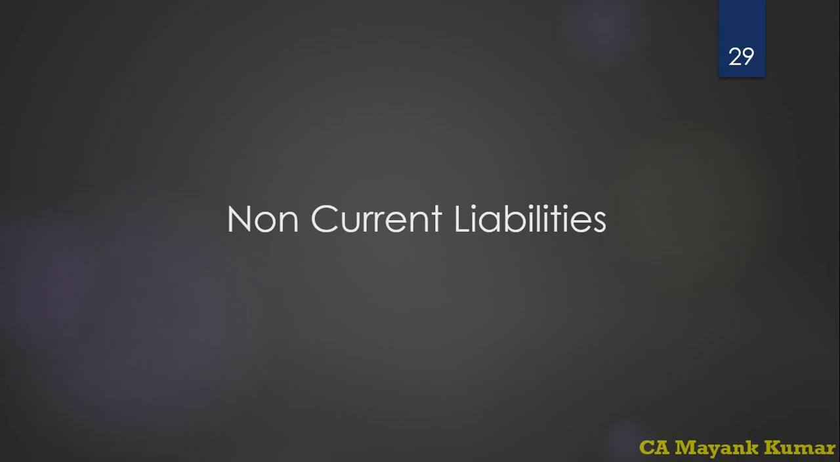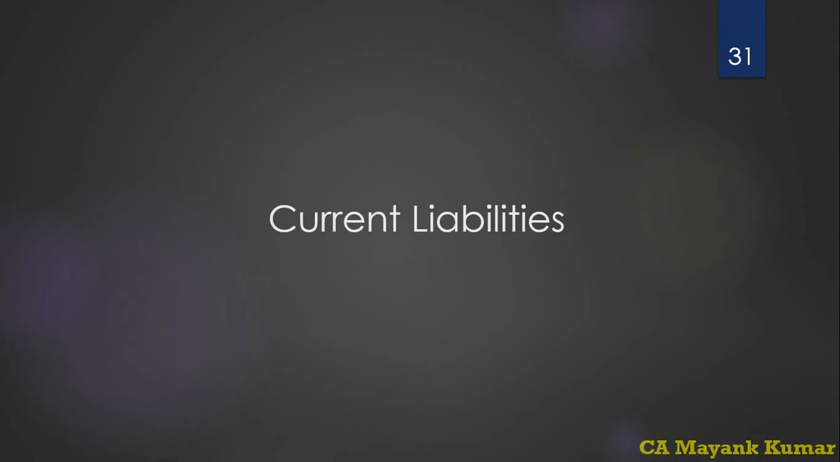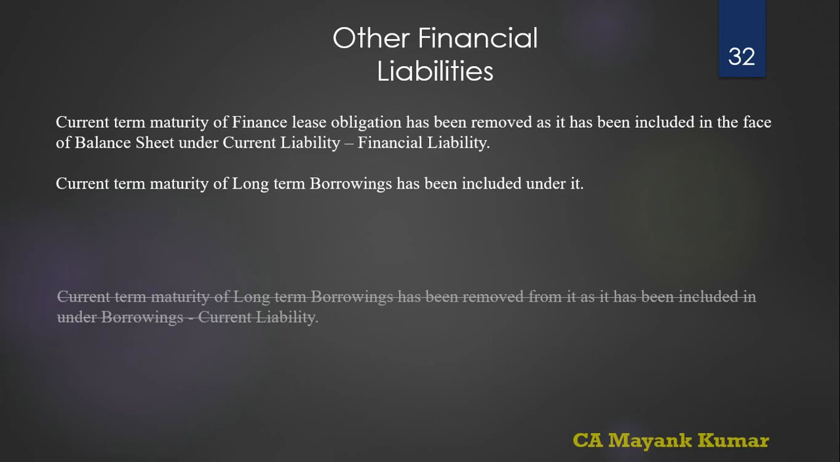Let's come to the non-current liabilities. In case of other financial liabilities, the long-term maturity of financial lease obligations has been removed and it has been transferred to the face of the balance sheet. Now, the lease liabilities, whether current or not, will be on the face of the balance sheet. Earlier, it was under other financial liabilities. And another one is the current maturity of the long-term borrowings has been included under other financial liabilities.